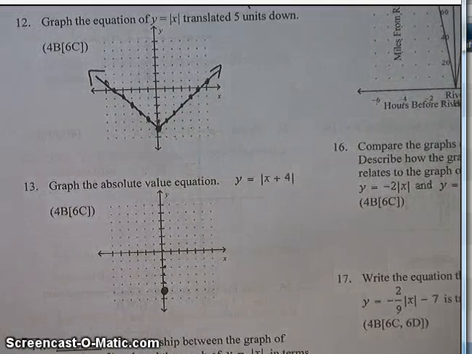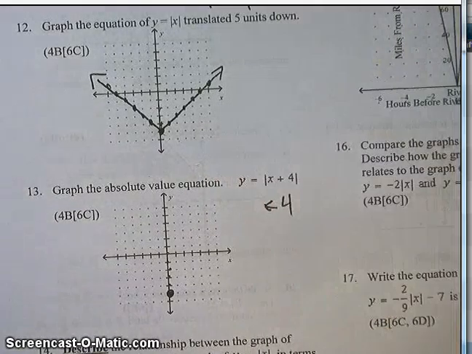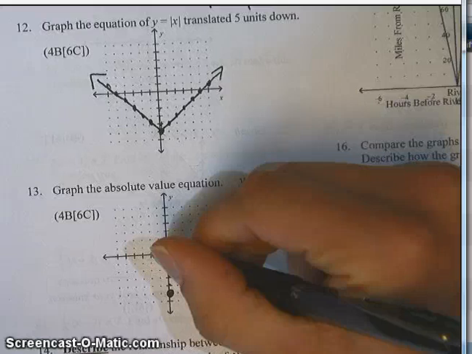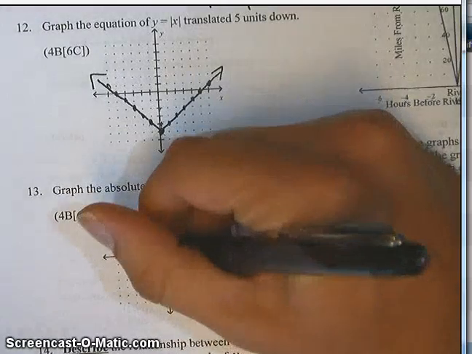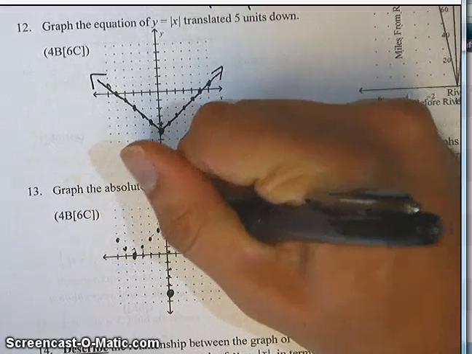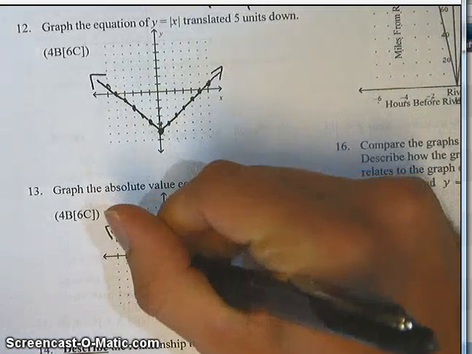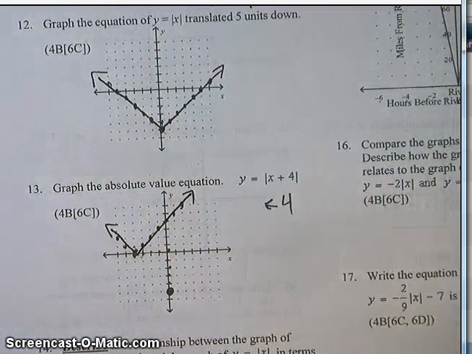Number 13, graph this other function. Y equals absolute value of x plus 4. Well, remember, this thing's just been shifted left 4. So from 0, 0, I'm going to go over 1, 2, 3, 4, put a dot, and then go up 1 over 1, up 1 over 1 in both directions. Go ahead and put as many dots as you can. And it looks like that.